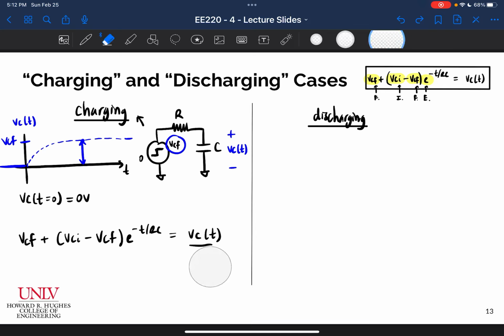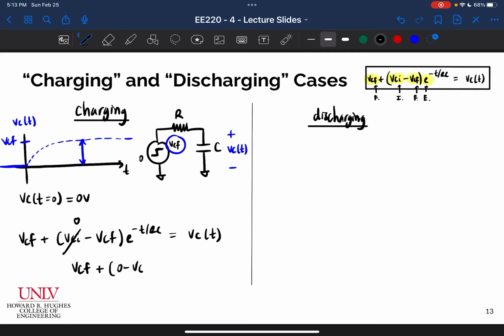And so if I know that this is a charging circuit, which I do, I'm on the charging side of my screen here, and I would always tell you something that would give you a hint as to whether or not it's charging or discharging. Whether I specifically say it's charging or I give you an initial condition like the voltage is initially 0, then you know that the capacitor is charging, okay? And so if my initial voltage is 0, then I can send this VCI term to 0, and what I'm left with is VCF plus 0 minus VCF e to the minus t over RC, or I can factor out a VCF, and I get 1 minus e to the minus t over RC, okay?